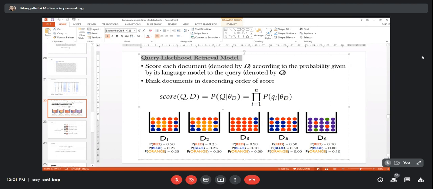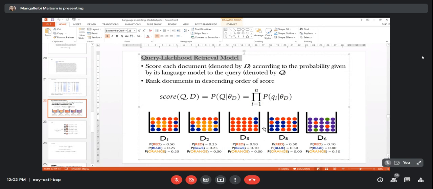Now, I have 6 documents here. Each document contains some set of information, some terms. Instead of writing the terms, for your better understanding I'm giving a diagrammatic explanation using balls. D1 contains red balls, blue balls, and orange balls. Similarly, D2 to D6 are there in our collection. They contain red, blue, orange balls with different numbers.